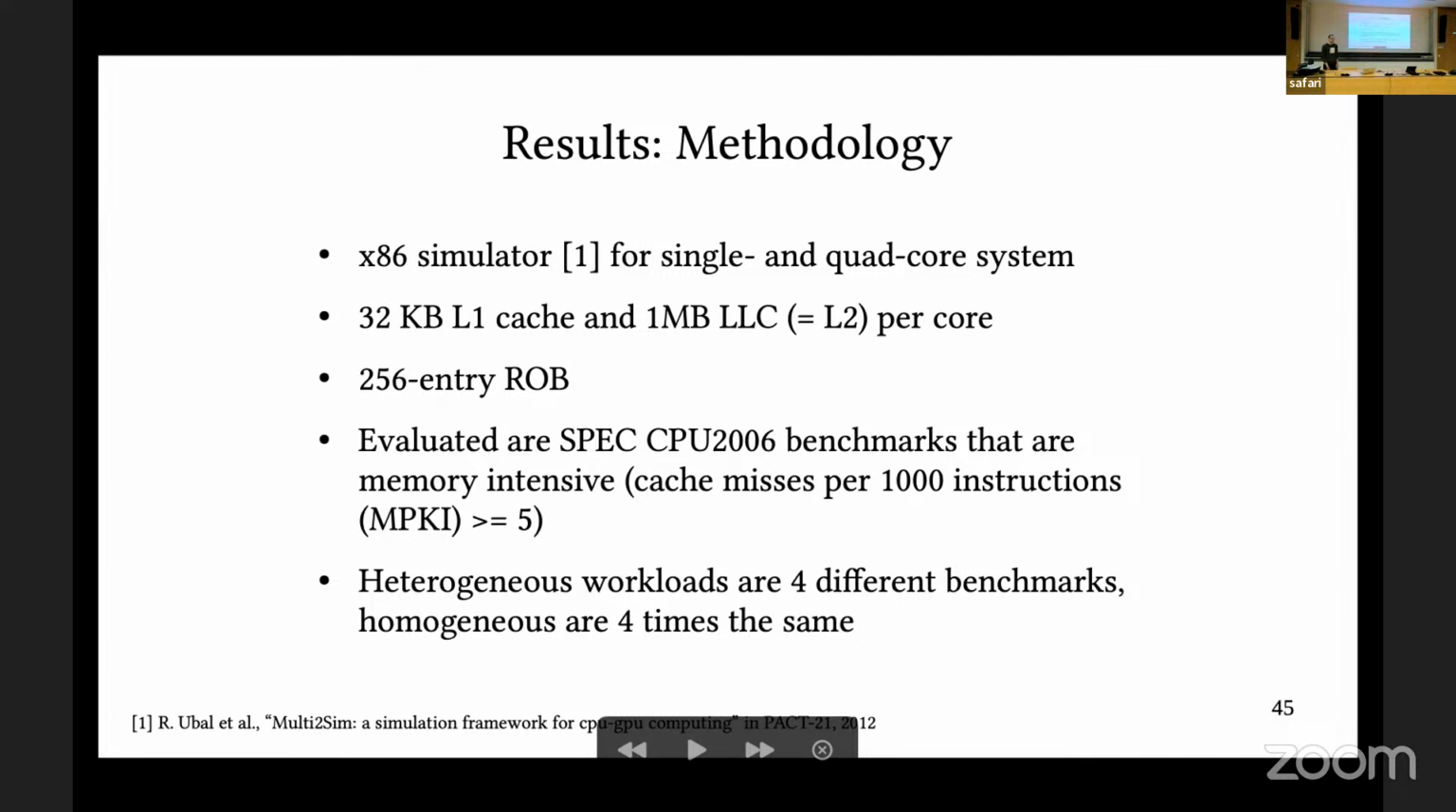There's also the notion of heterogeneous and homogeneous workloads for multi-core simulations. It's pretty simple. Heterogeneous just means different workloads on all cores, and homogeneous means the four are the same.